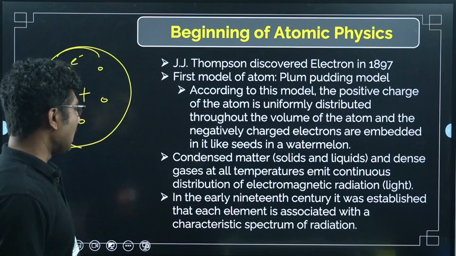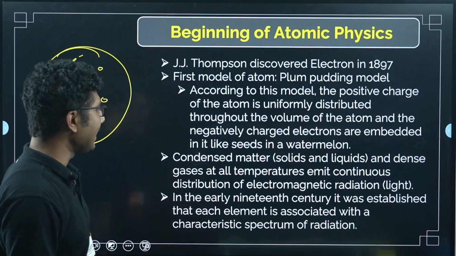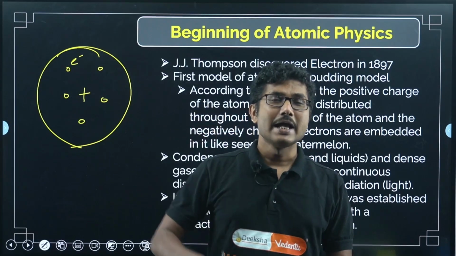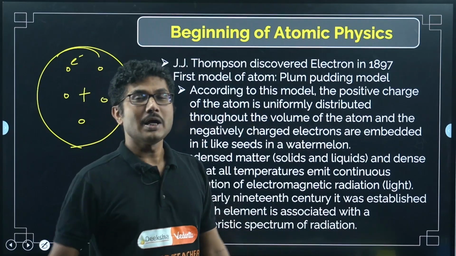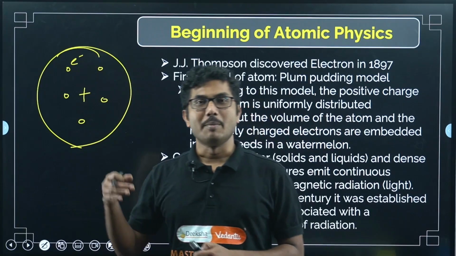Okay, so early in the 19th century, it was established that each element is associated with a characteristic spectrum of radiation. As I said, each material has a characteristic spectrum. Using the spectrum, you can identify what type of material it is.